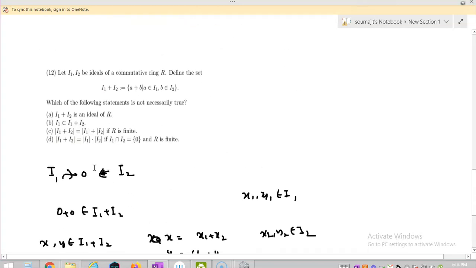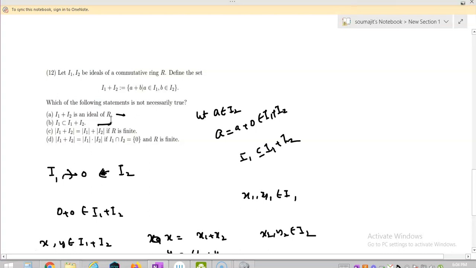So option A is the correct option, so this is not our required one. We have to find the false option. Now option 2 says: let a belong to I1. Now as I1 and I2 have the same identity element, I can write a equal to a plus 0. So this belongs to I1 plus I2. So I1 is a subset of I1 plus I2. So option 2 is also correct. Hence this is not our required option.